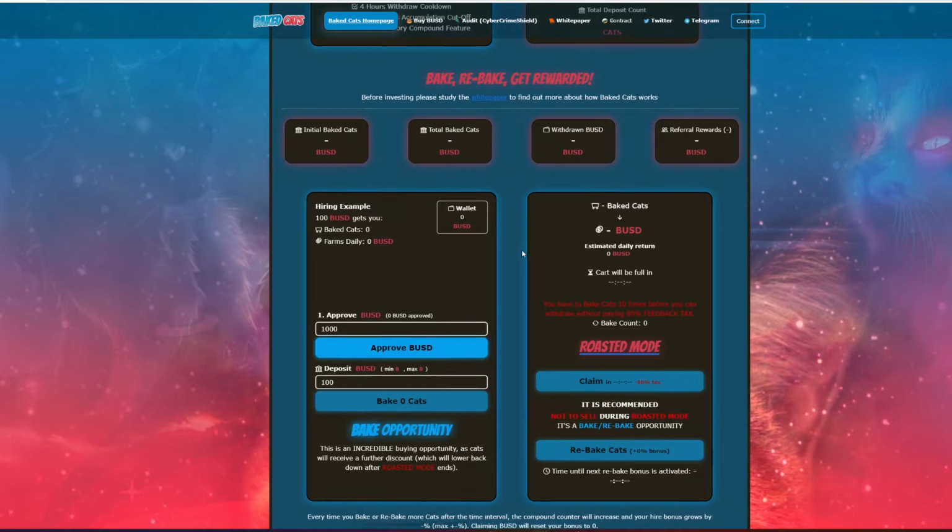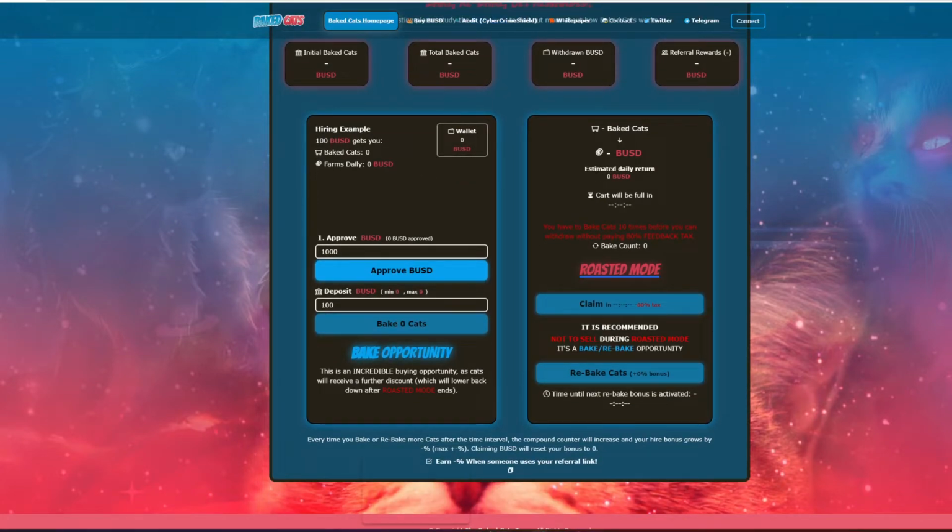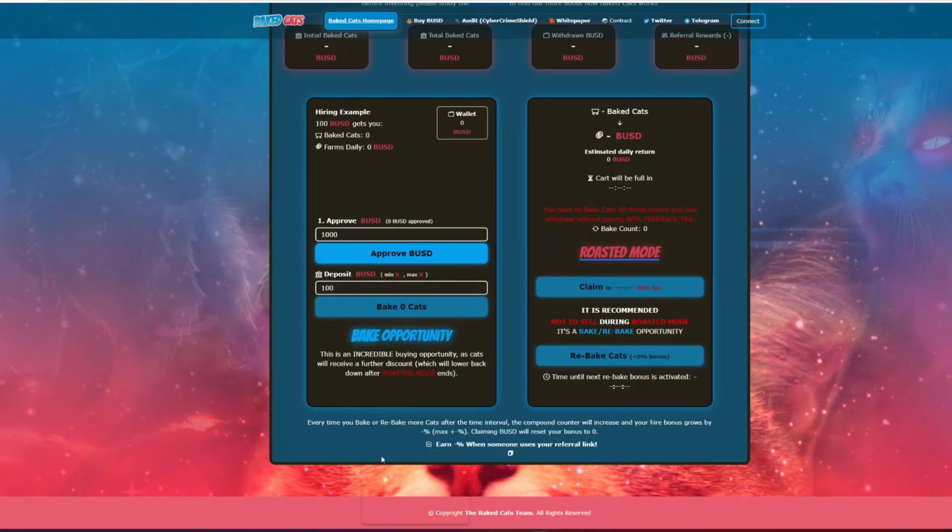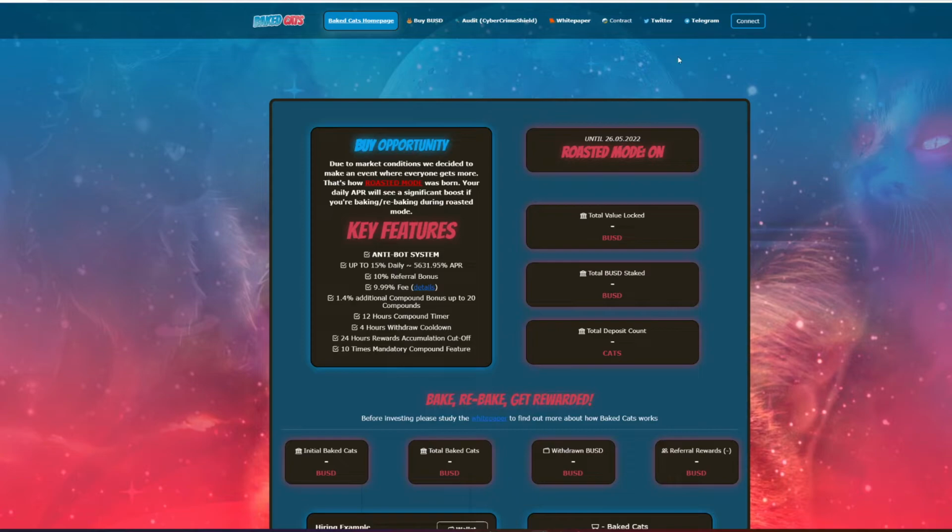Hiring example: you've got the Baked Cat there to BUSD, and it gives you a daily estimated return in BUSD. Every time you bake or rebake more cats, after the time interval, the compound counter will increase. Your higher bonus grows by a percentage plus max percent. Claiming BUSD will reset your bonus to zero. Earn percentage when someone uses your referral link. I guess I have to connect my wallet to see those values.